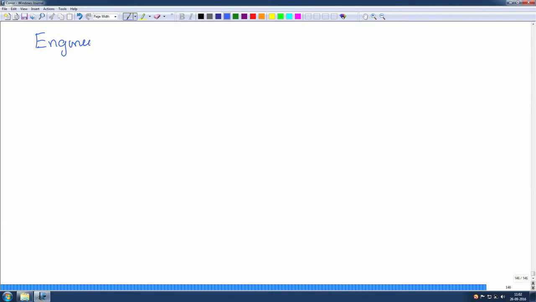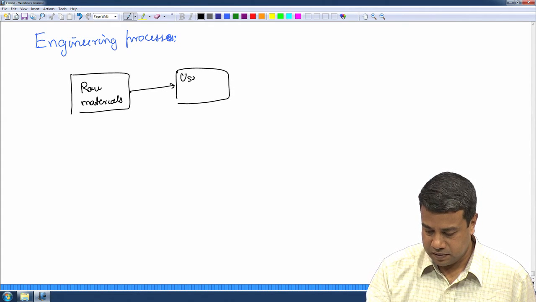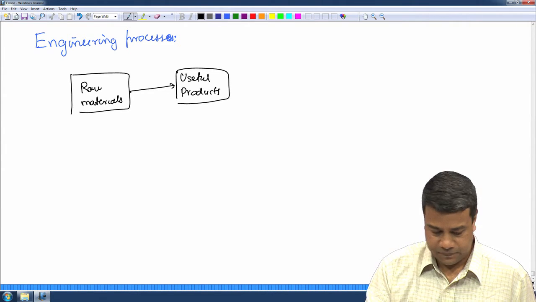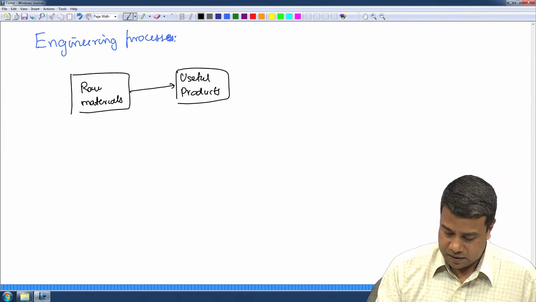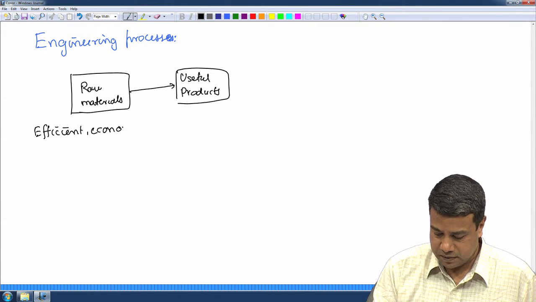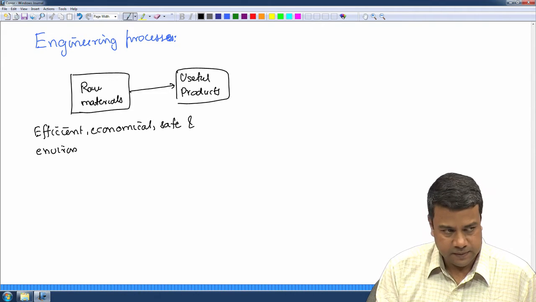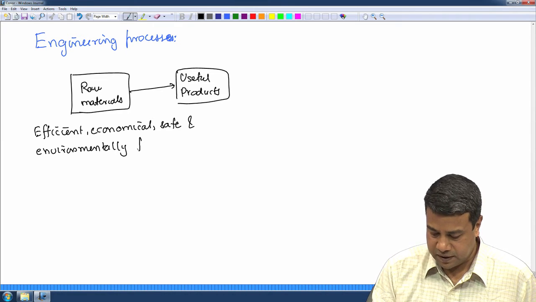So, what is the objective of engineering processes? Most engineering processes, one of the important objectives is to convert raw materials to useful products. That conversion has to be done in an efficient, economical, safe and environmentally friendly manner.